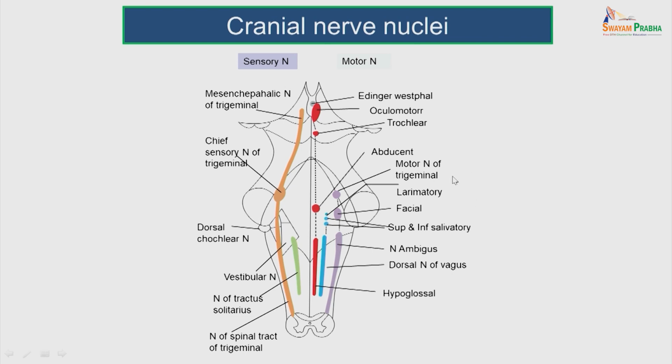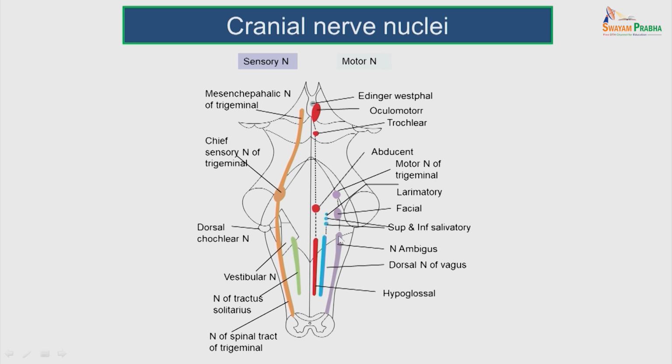Now let us see which cranial nerves are sensory and which are motor. On the right side we can see the motor nuclei of the cranial nerves. In the midbrain you see the Edinger-Westphal nucleus, then the nucleus of the oculomotor nerve and the nucleus of the trochlear nerve. They are all motor. Next, in the pons we have the nucleus of the abducent nerve, the motor nucleus of the trigeminal nerve, then the motor nucleus of the facial nerve, the lacrimatory nucleus, then the superior and inferior salivary nuclei.